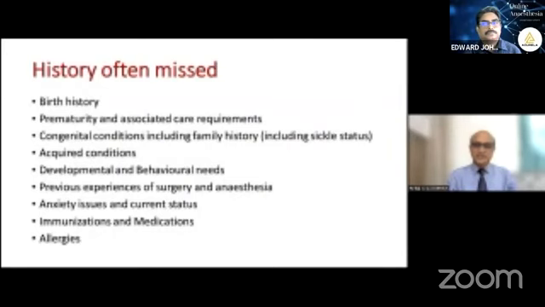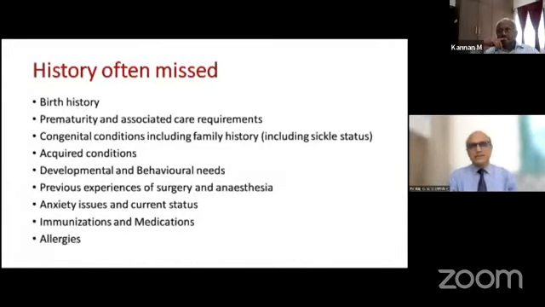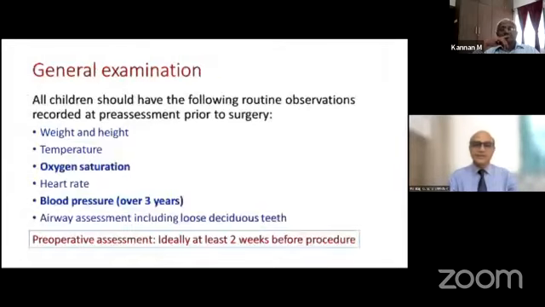Apart from the brief history which we normally take for children, it's important to assess other points like prematurity, congenital conditions, including family history, acquired conditions, development and behavioral needs, previous experience of surgery and anesthesia, anxiety issues and current status, immunizations, medications and allergies. Some of these points are generally missed when we look at children. So these also need to be emphasized and a detailed history needs to be taken.